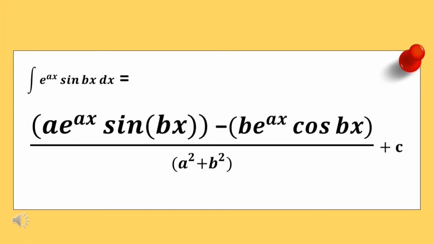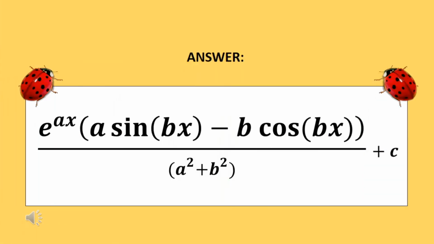And then we bring a square plus b square to the right by dividing: a e^(ax) sin bx minus b e^(ax) cos bx divided by a square plus b square. At the end, we simplify the answer. It will be e^(ax) multiplied by a sin bx minus b cos bx, divided by a square plus b square.